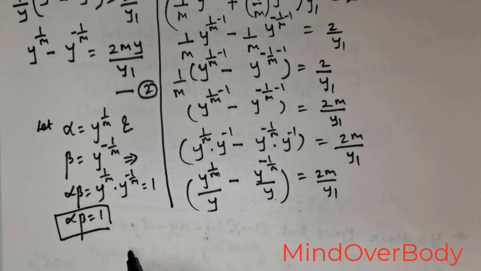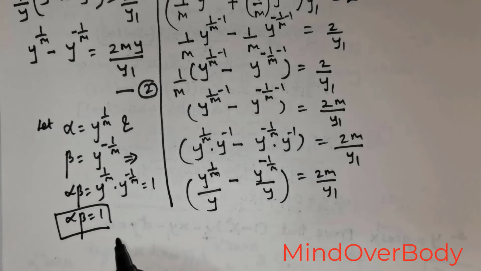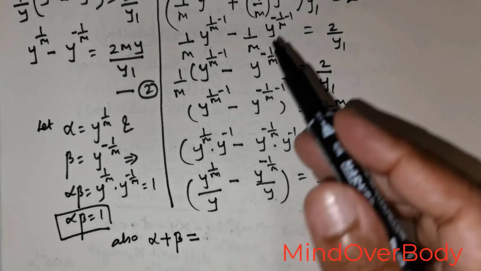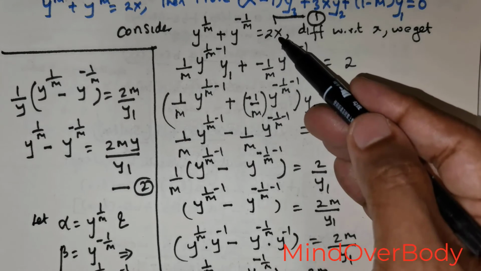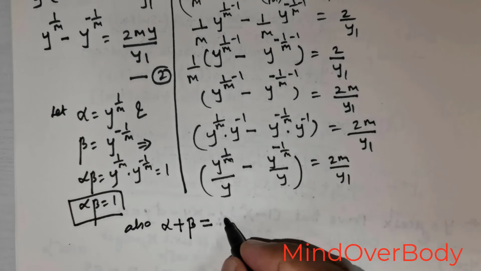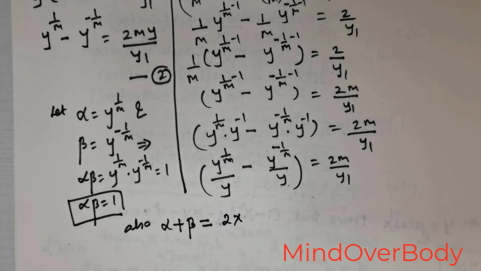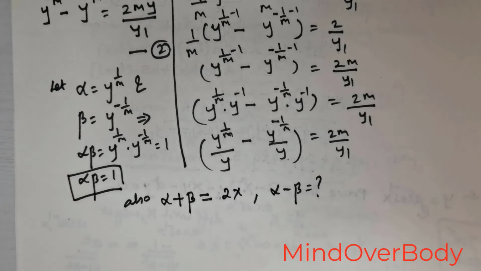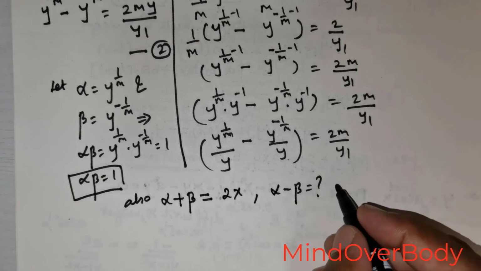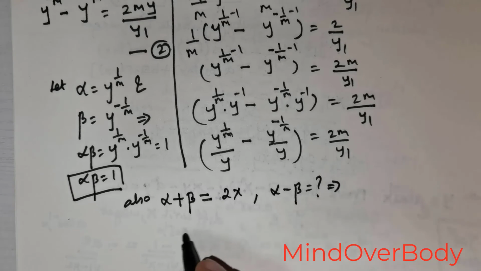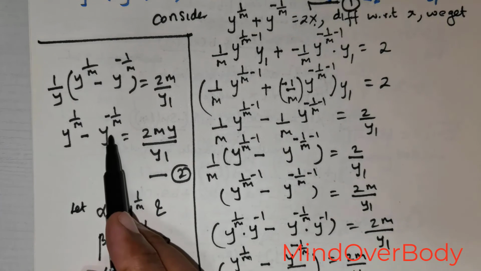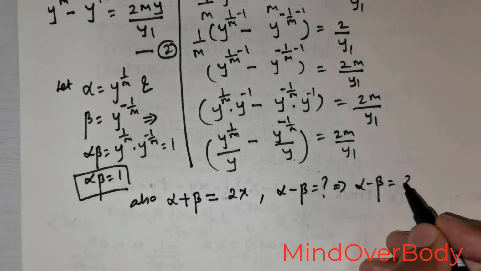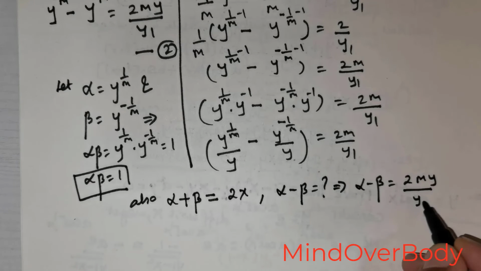And then let me just go one step further. Also, alpha added with beta is equal to what? Alpha added with beta will be equal to 2x, right? Because alpha is this and beta is this. So we got this as 2x. Now the question comes, if alpha plus beta is equal to 2x, what is alpha minus beta equal to? This is alpha, this is beta. So this would mean alpha minus beta is equal to 2 times m times y divided by y1.